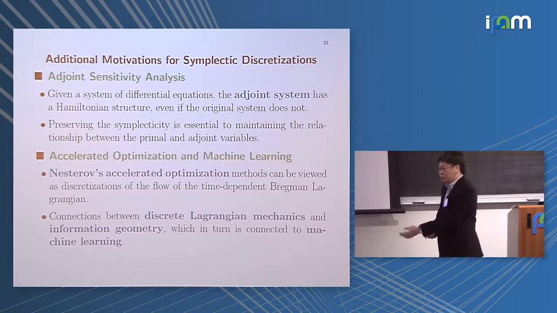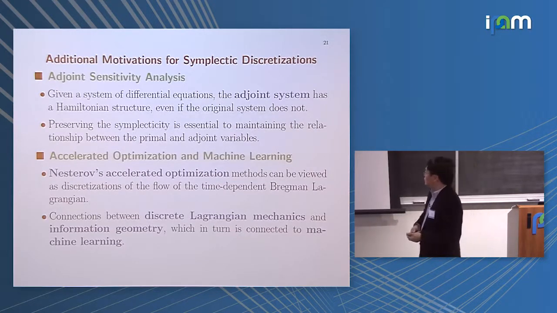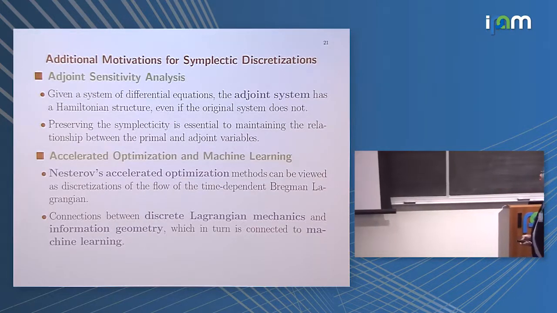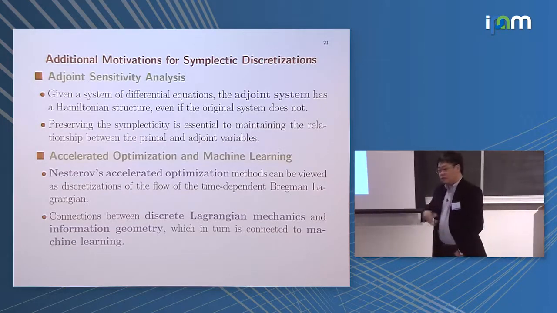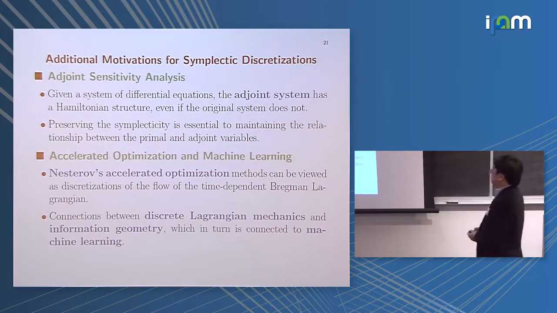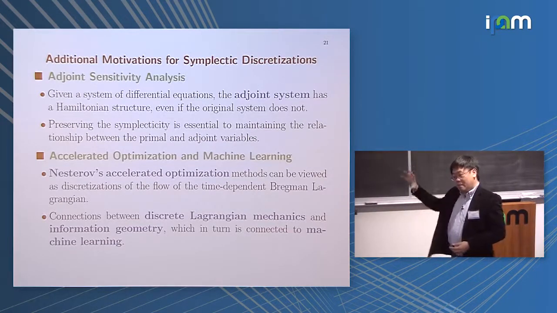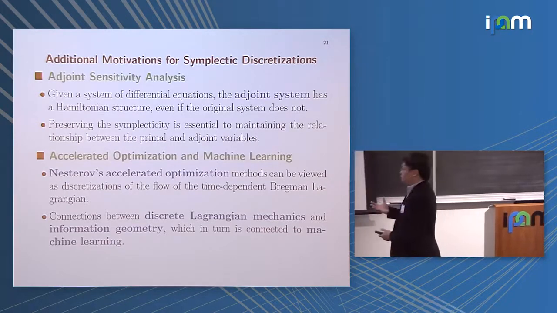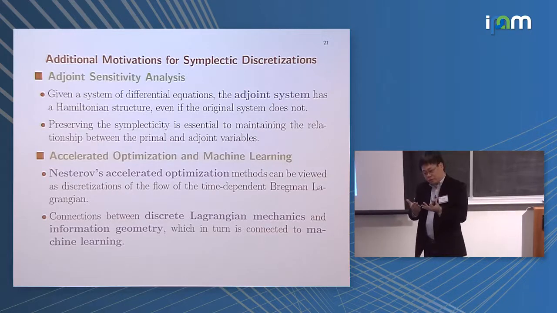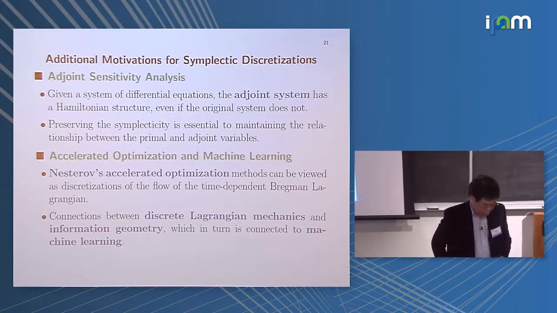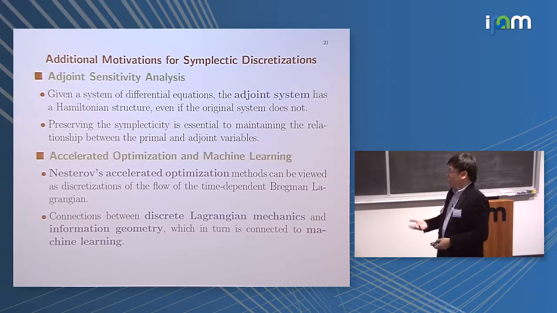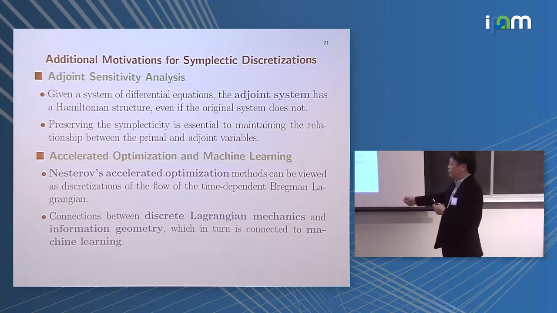Okay, so another motivation for using symplectic methods, particularly in the context of inverse problems, is the connection with adjoint sensitivity analysis. So if you give me a system of differential equations, even if they're non-Hamiltonian, when you take the adjoint of this and combine it with your original equations, that system is Hamiltonian. Okay, and it turns out that the condition that that combined system is symplectic is absolutely critical to describing, if you will, the relationship between the primal and the adjoint variables. Okay, so the implications of that show up when you try to do, say, optimization, optimal trajectory generation.